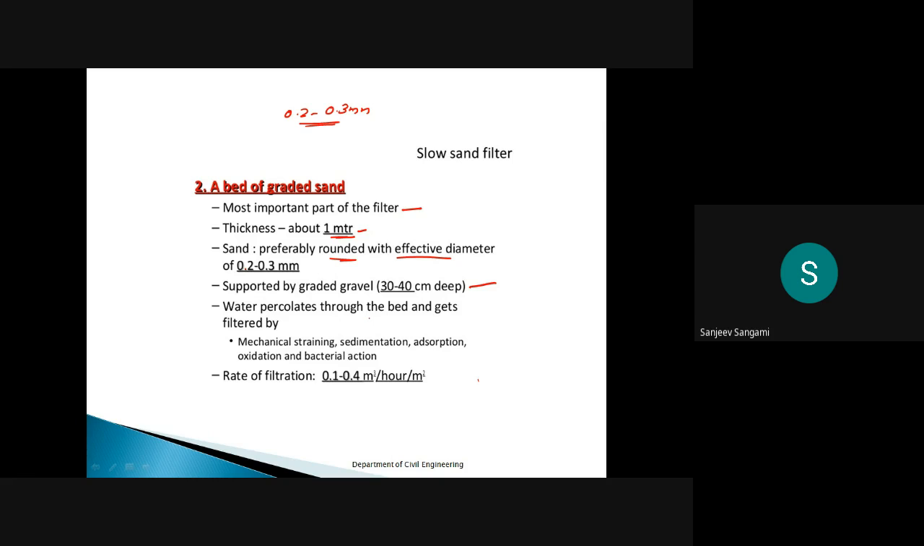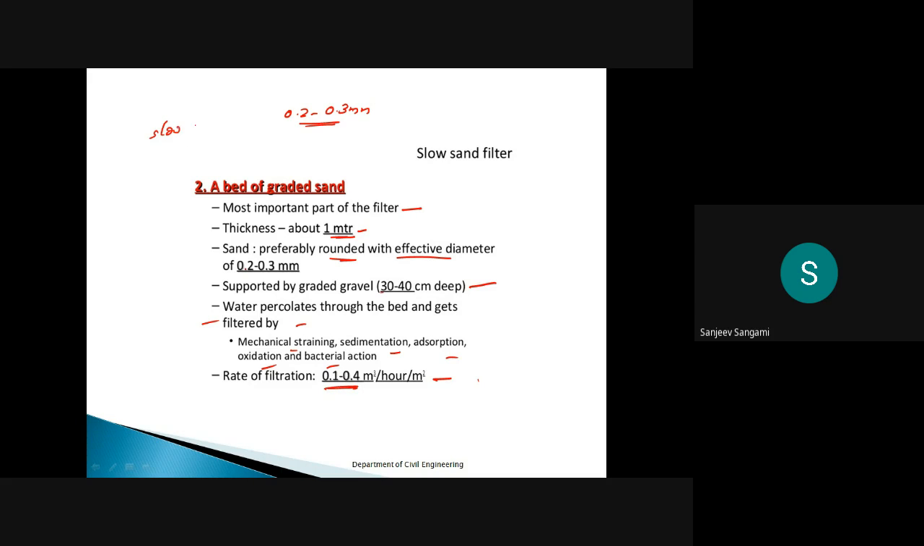At the bottom you can see that it is 30 to 40 centimeter deep. Water percolates through a bed and gets filtered by mechanical straining, sedimentation, adsorption, oxidation, and bacterial action. So the rate of filtration is 0.1 to 0.4 meter cube per hour per meter square.